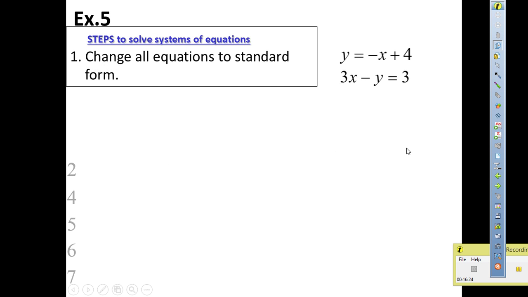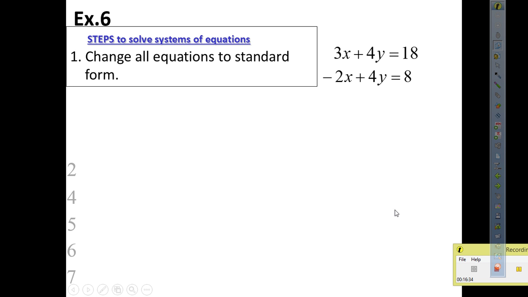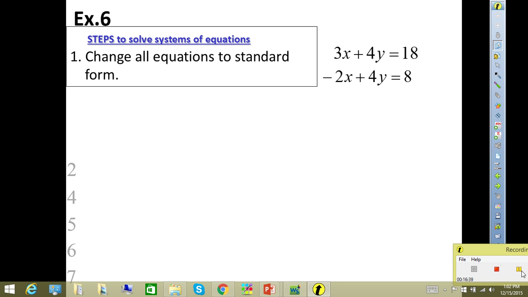Copy this. Example 6. 3x plus 4y equals 18, and negative 2x plus 4y equals 8. Just copy that. I'll walk you through the first step. All right. Pens down, eyes up here. Here we go. Focus. Eyes on the screen.